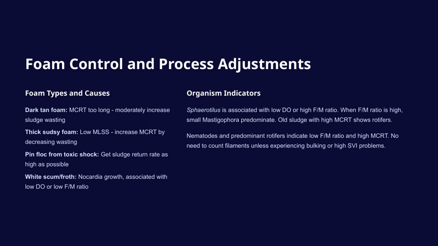Moving on to organism indicators, certain microorganisms tell us a lot about the process conditions. For example, Sphaerotilus is associated with low DO or high FM ratio. When the FM ratio is high, you'll often see small mastigophora dominating the microbial community.